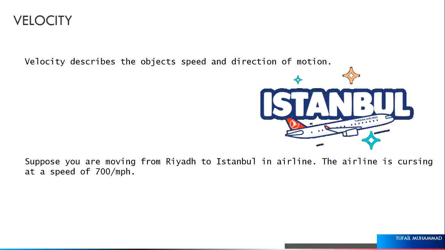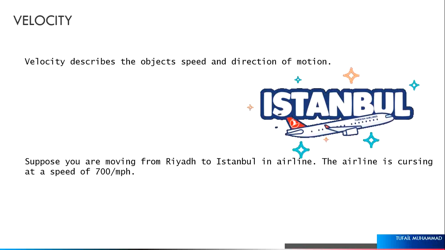Our first topic of today is about velocity. Velocity is the speed and direction of an object. The units of velocity are the same as the unit of speed, that are distance per unit of time. Now, velocity includes a direction.